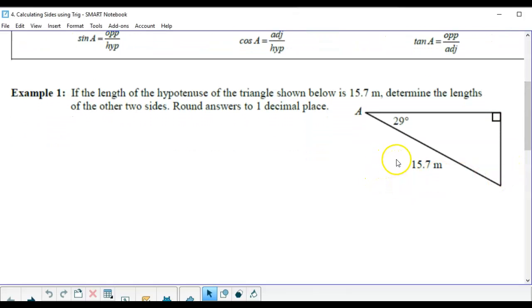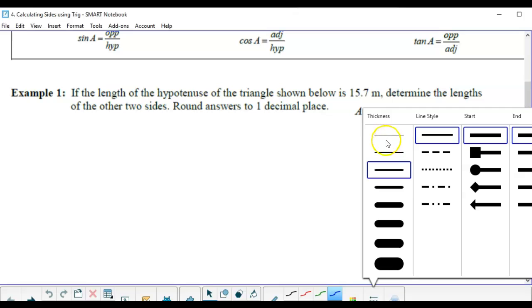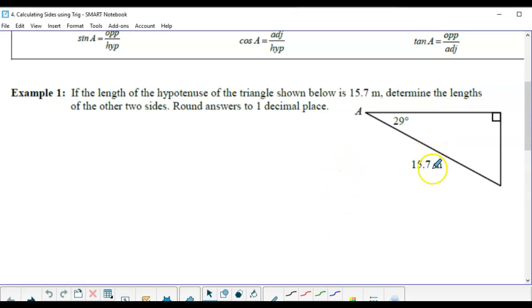Here it says the length of the hypotenuse of the triangle is 15.7. Determine the lengths of the other two sides. So label them with some variables. I also want to label the sides with reference to this angle. The hypotenuse is this, and this side x is adjacent. It's touching the 29, and this is opposite.